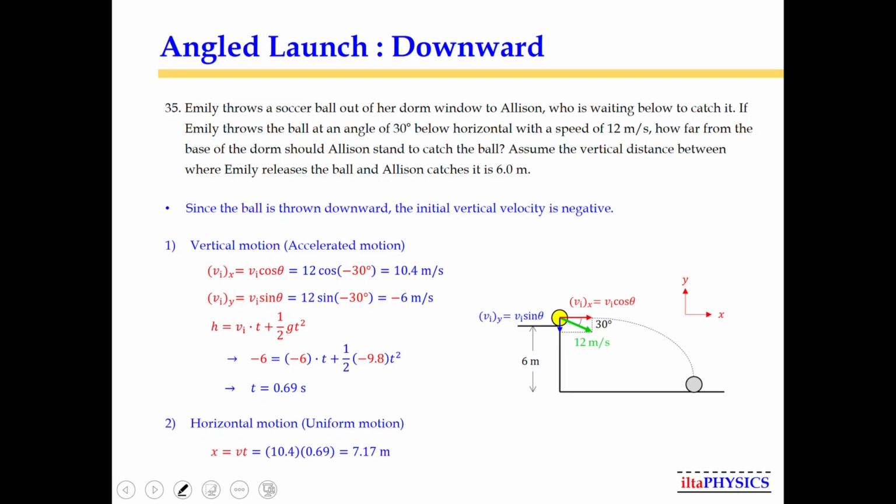The vertical distance to the ground is 6 meters. Using the position formula, the time it takes to hit the ground is 0.69 seconds. Note that the final vertical position is -6 because it is 6 meters below our origin. Finally, we just need to find how far it traveled horizontally during this time. Since horizontal motion is constant velocity, we multiply the horizontal velocity by the time, which gives us 7.17 meters.